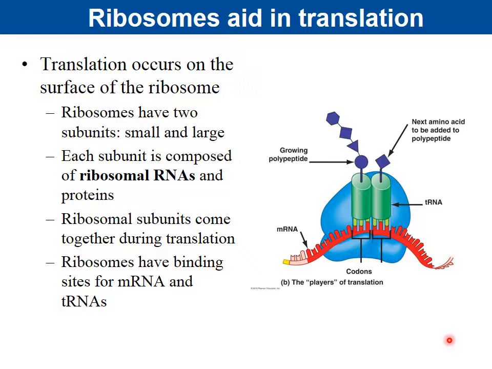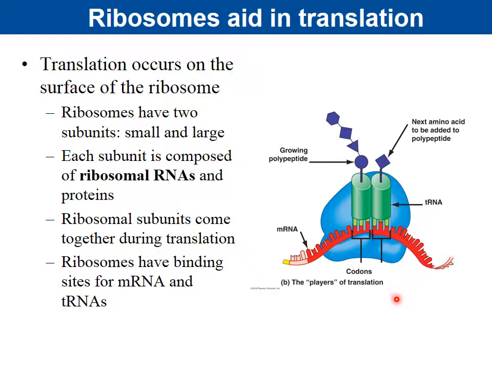And the large and the small subunits don't come together until translation. And so the nucleolus is only responsible for assembling the large subunit, and it's also responsible for assembling the small subunit. But it doesn't put them both together until translation. The large and small subunit will come together in the cytoplasm.